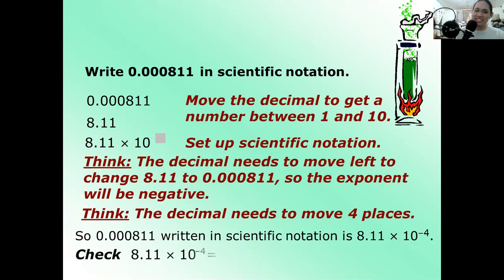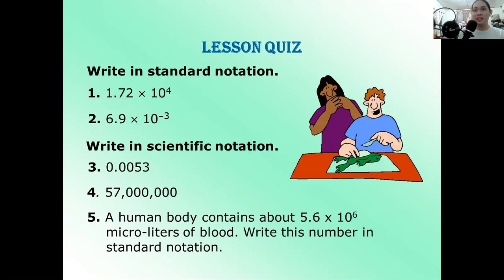Yes, very easy. If we check 8.11 times 10 to the power of negative 4, that gives you 0.000811. Now I want you to practice what you have learned in the lesson quiz. I want you to answer it and provide the solutions, because I'm going to provide the answers for this lesson quiz. So I want you to provide the solution when you submit this lesson quiz in your activity.